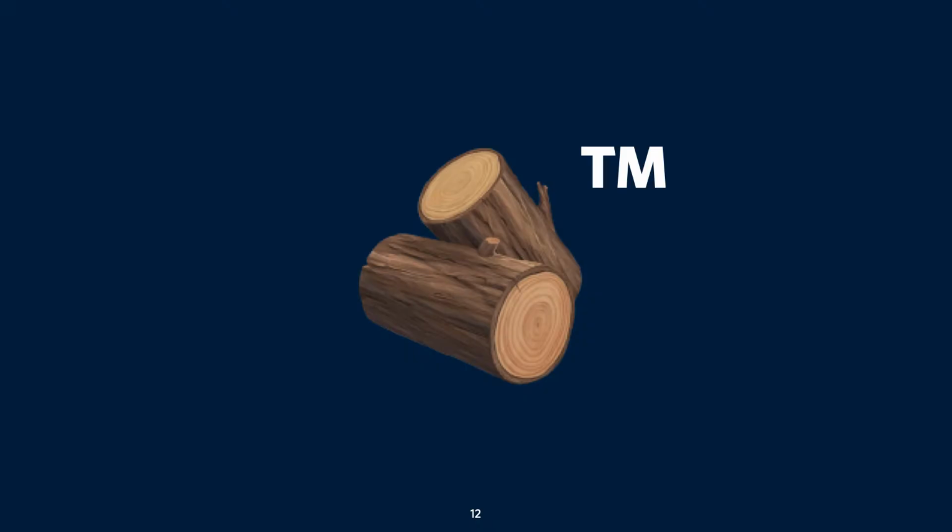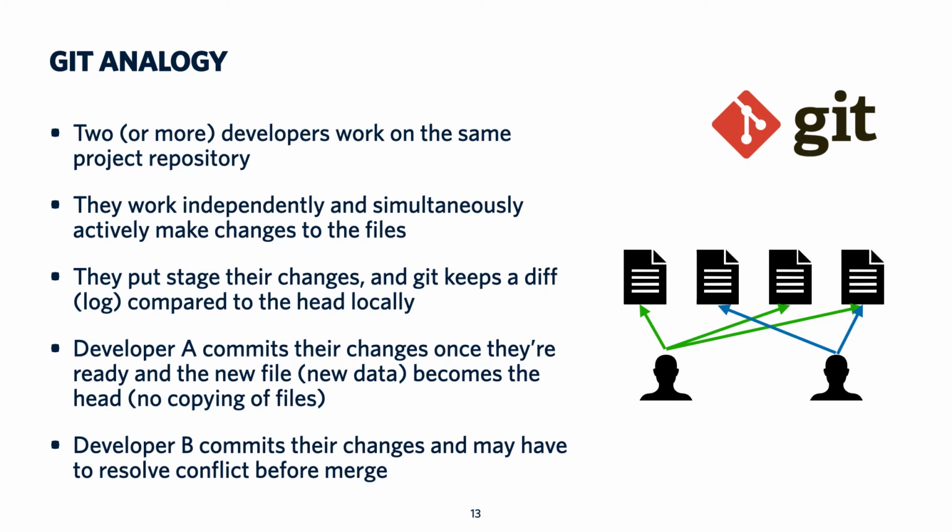What I found helpful for me is this Git analogy. I'm sure most of you have worked with version tracking and group work in some sense. We have a code base, and multiple people working on the same project repository. It's not uncommon that multiple people will try to make changes to the same files. So we need some kind of version tracking so that we can have a diff log of some sort.